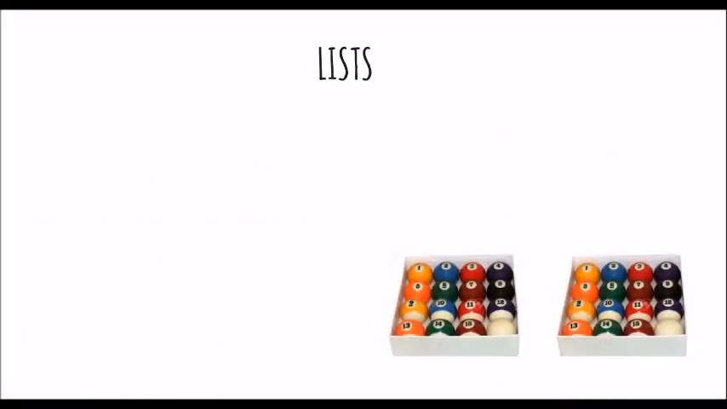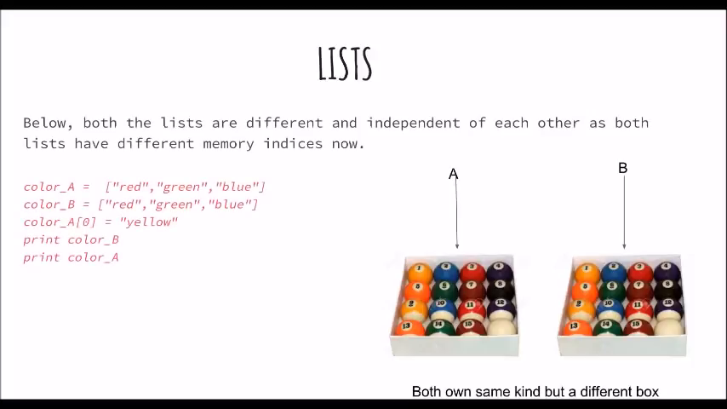Now say you have 2 boxes, but they both look the same, but they both belong to 2 different people. And now what happens when you change one of those elements in one of those boxes? They're both the same kind, but it's a different box.